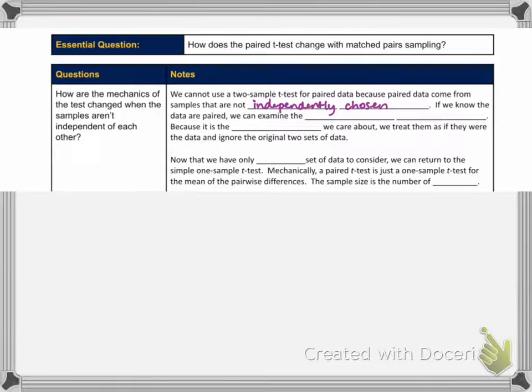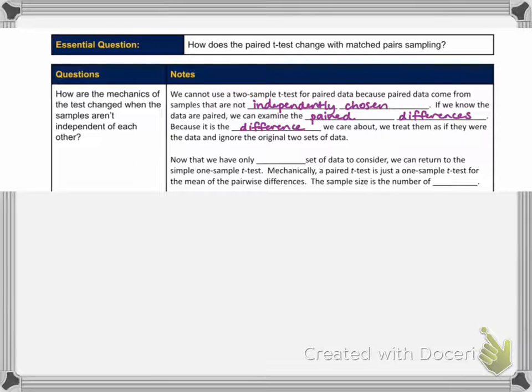Up at the top, your essential question is: how does the paired t-test change with matched pairs sampling? We're not using 2-sample t-tests for paired data because the paired data come from samples that are not independently chosen. They're purposely dependently chosen, in fact. If we know that the data are paired, we can examine the paired difference within each pair. Because it's that difference that we care about, we treat the differences as if they were the data, and ignore the original 2 sets.